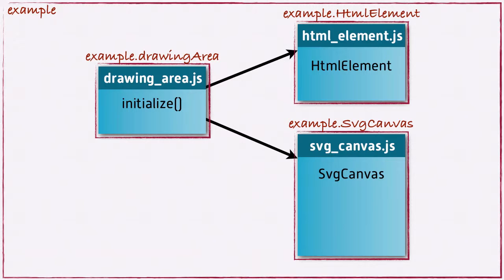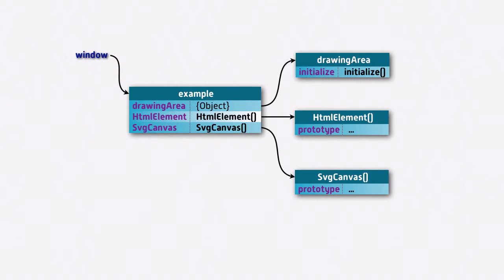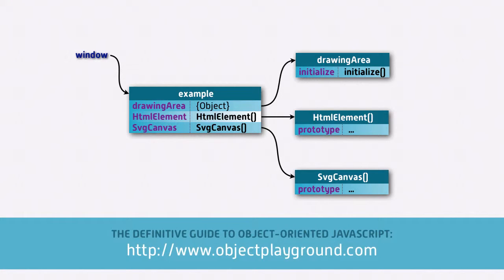By doing this, what we end up with is nested objects. In this example, the window object, which is our global object, contains our example namespace, which has 3 properties, one for each module. The drawing area module points to a drawing area object. The HTML element property is our HTML element module, and it points to our HTML element constructor. And the same for SVG canvas. The SVG canvas property points to our SVG canvas class constructor. For more information about how classes and constructors and objects work, check out Lessons Learned number 12 or visit objectplayground.com.